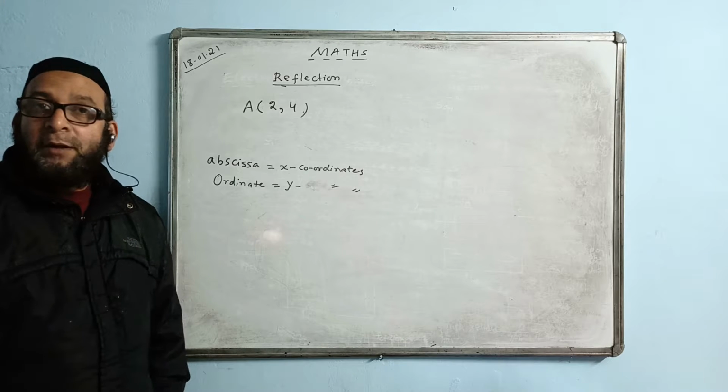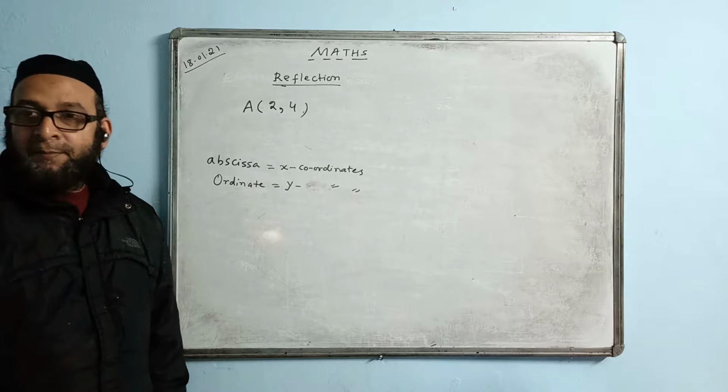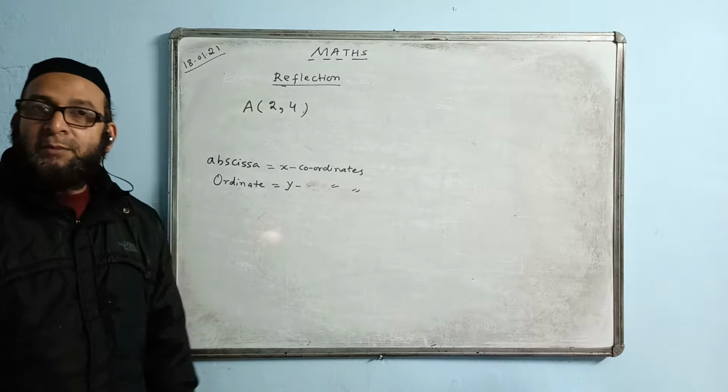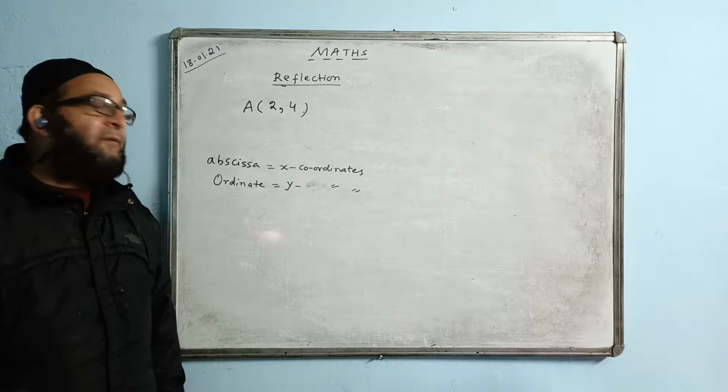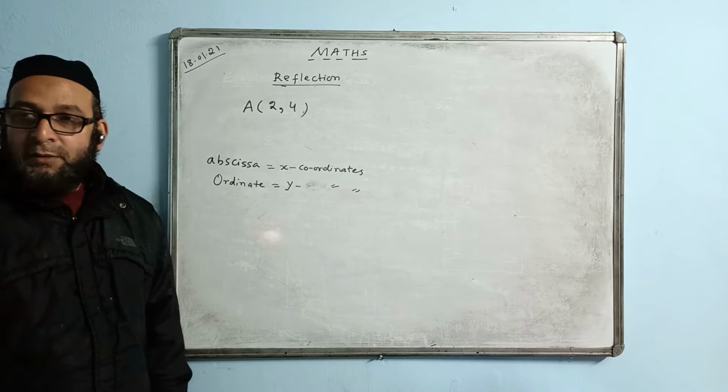When we reflect a point in the x-axis, the sign of the y coordinate will change. Only the sign will change. The value will not change, only the sign will change. When we reflect in the y-axis, the sign of the x coordinate will change.